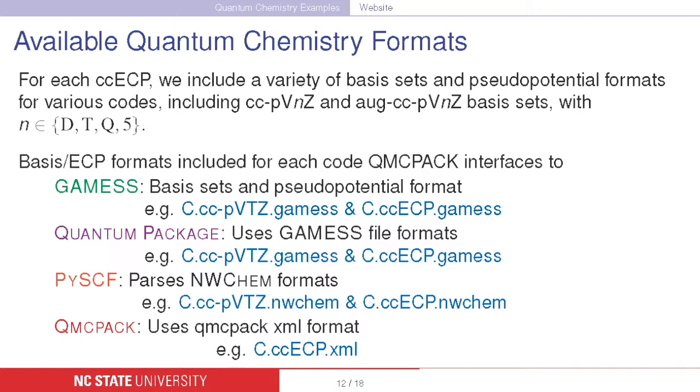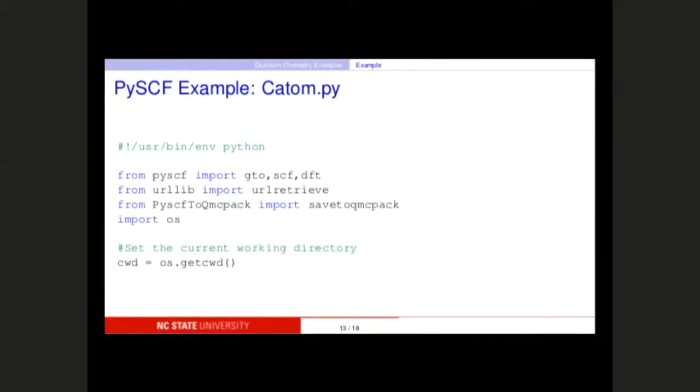And also, PySCF is a code that was fairly recently interfaced to QMCPACK, and it parses the NWChem software format. So we have provided NWChem formatted files so that you don't have to do the conversion yourself. And then lastly, to run in QMCPACK, you just need to download the .xml file. So this is the way that QMCPACK will read it. But these you'll just download to use within your particular software.